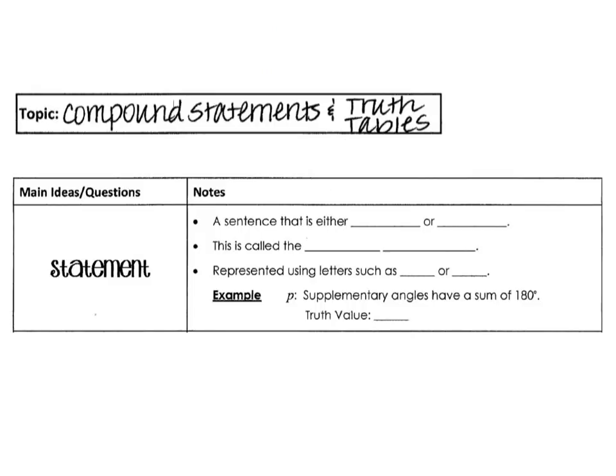Alright, the first thing we want to do is define what is a statement when we're talking about compound statements in geometry. So a statement is a sentence that is either true or false. Alright, so it's just like in any other aspect of life. A statement is a sentence that's either true or false. This is called the truth value of the statement. Alright, so the truth value of the statement, is it true, is it false?